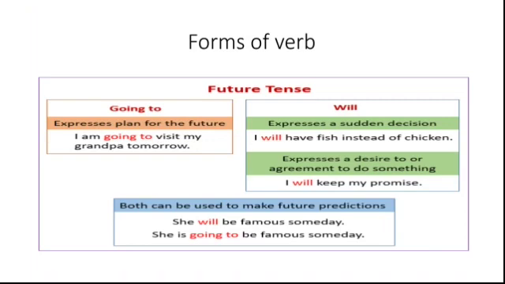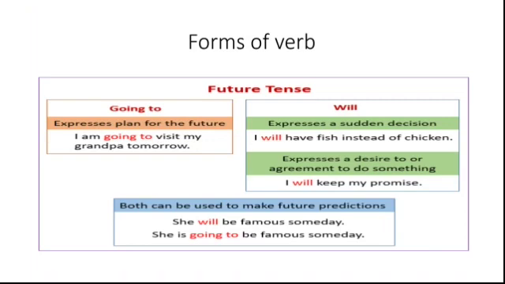Now, to express a sudden decision, we should use will. For example, I'll have fish instead of chicken. That is my decision, a sudden decision. Okay. I'll not take your class today. That's a sudden decision. Okay. So for a sudden decision, we will be using will.